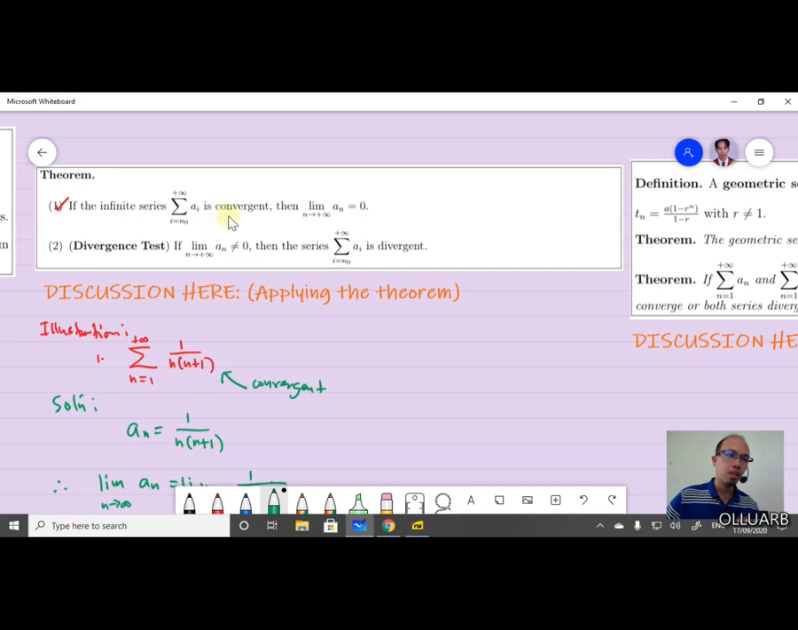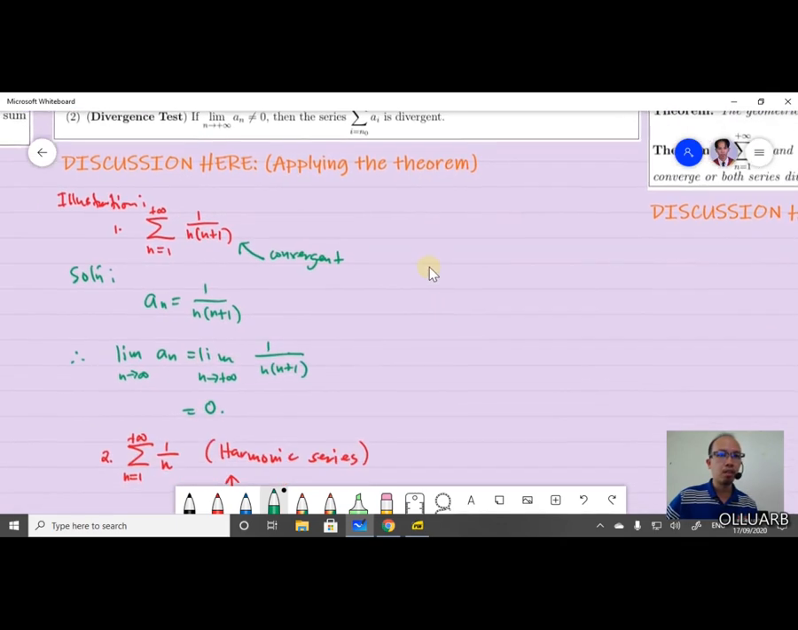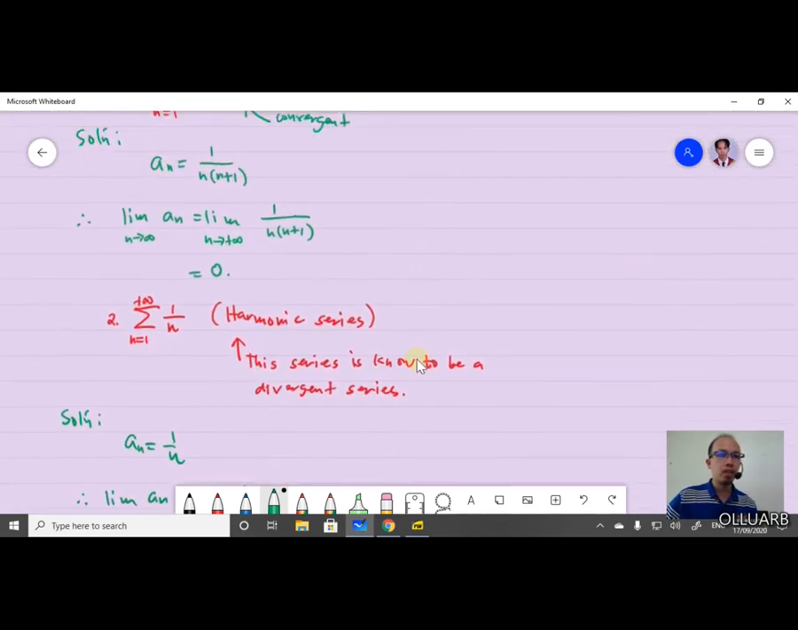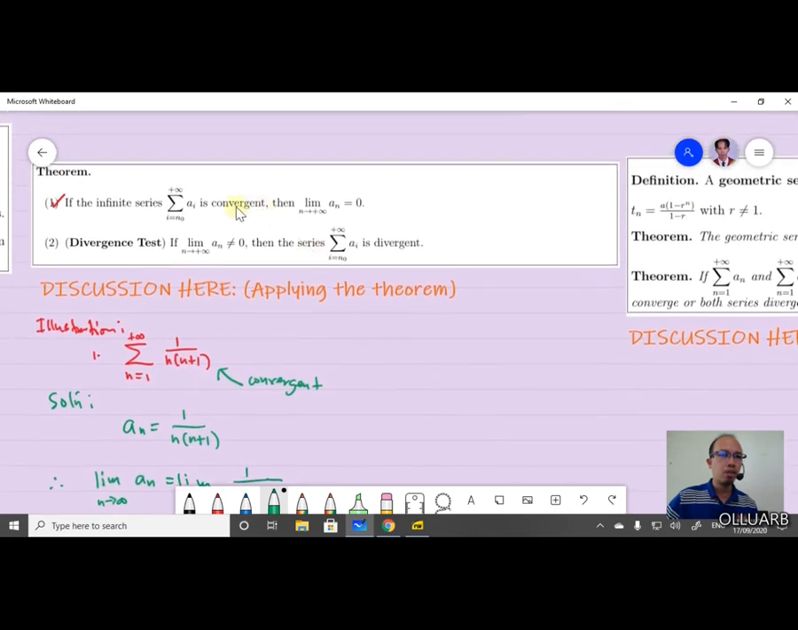So let me correct myself before that. There are series which are divergent, but the limit of a sub n as n approaches infinity is zero. There are cases like that. So we cannot assure that if the series is divergent, then the limit is not equal to zero. There are times that the limit is also equal to zero. Okay?